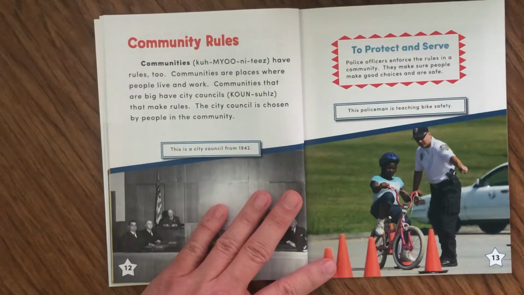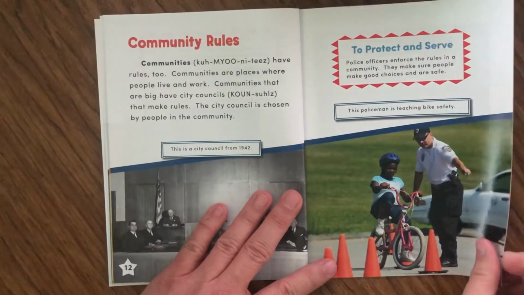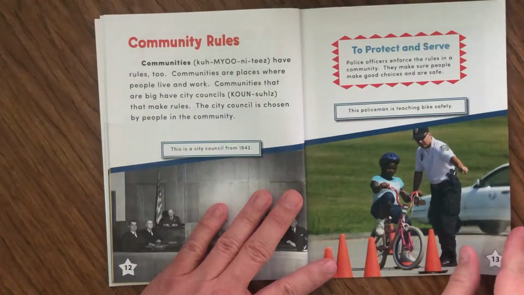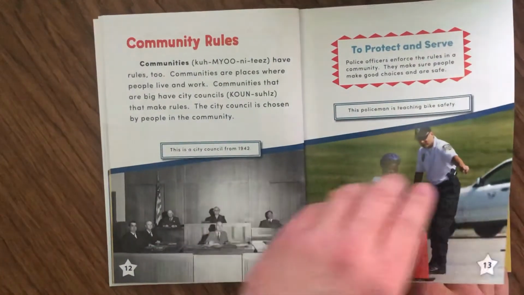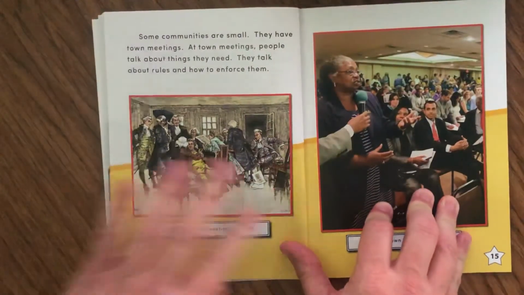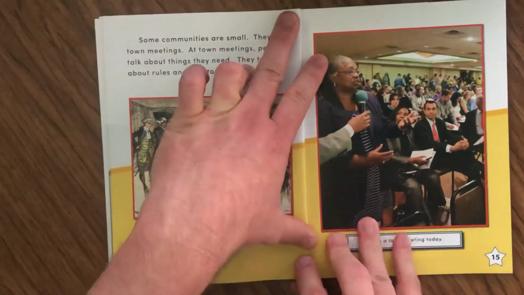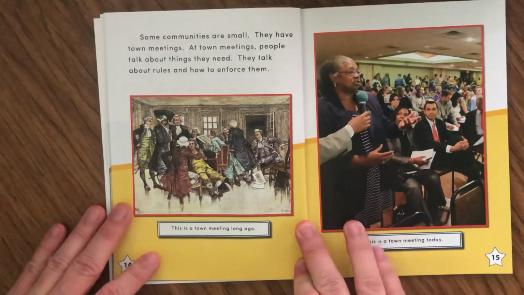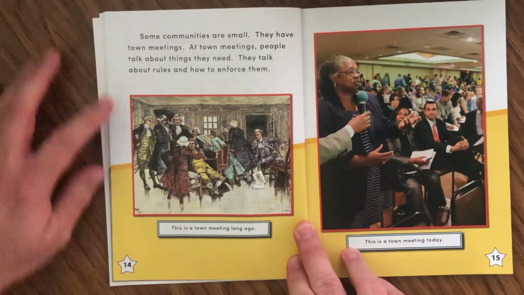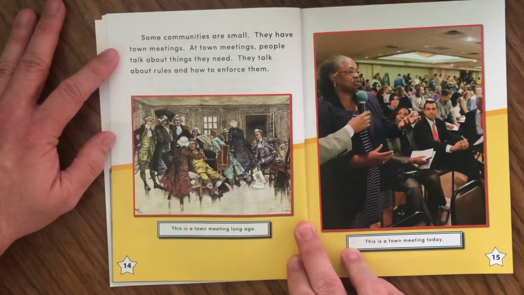Page 13, to protect and serve. Police officers enforce the rules in a community. They make sure people make good choices and are safe. This policeman is teaching bike safety. Some communities are small. They have town meetings. At town meetings, people talk about things they need. They talk about rules and how to enforce them.